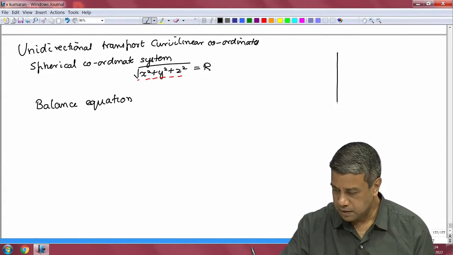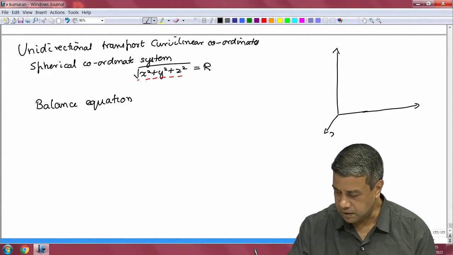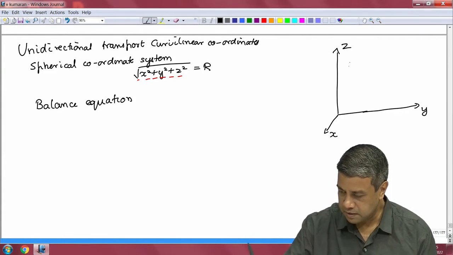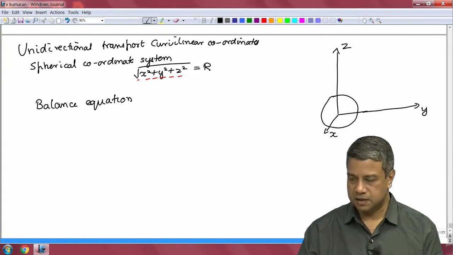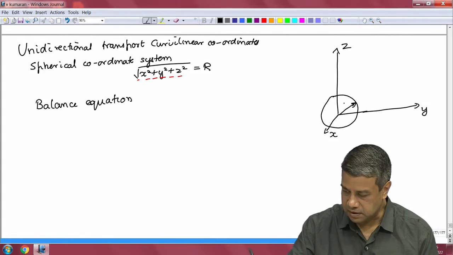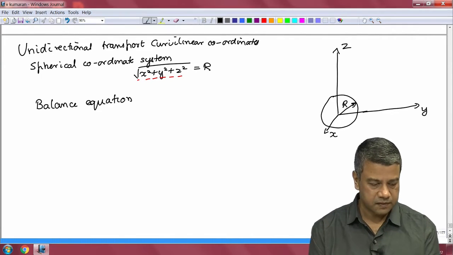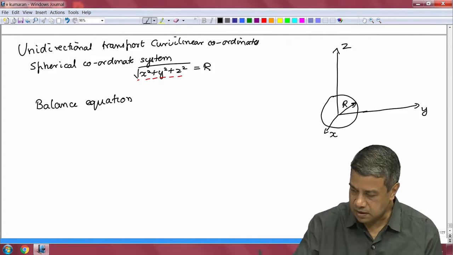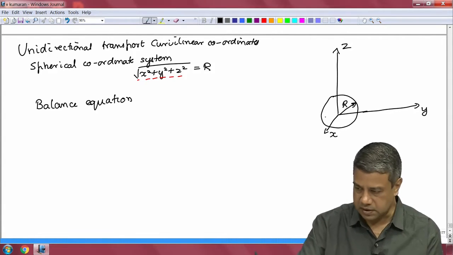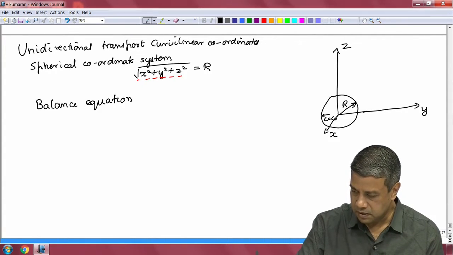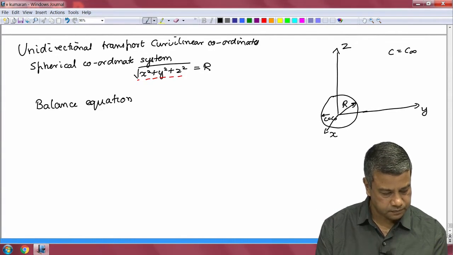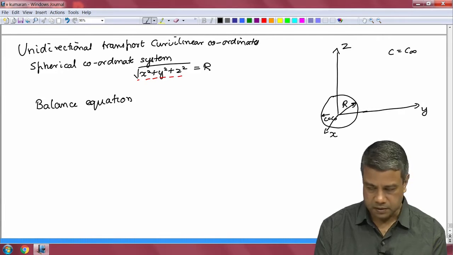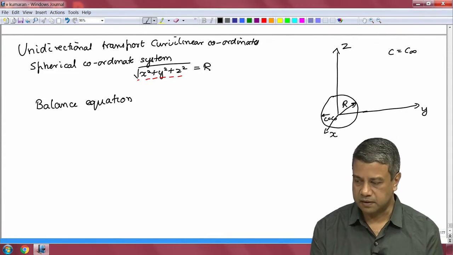So, I take a coordinate system. Let us say for diffusion from a particle into a fluid, as a concrete example. So, I have a particle, and I want to find out what is the variation in concentration around this particle of radius r, with some boundary condition at the surface of the particle, c is equal to c naught and c is equal to c infinity far away from the particle, or the temperature could be T naught and T infinity, any of those.